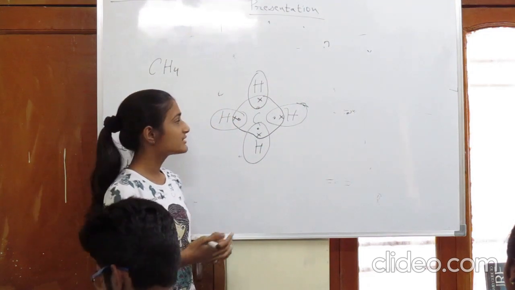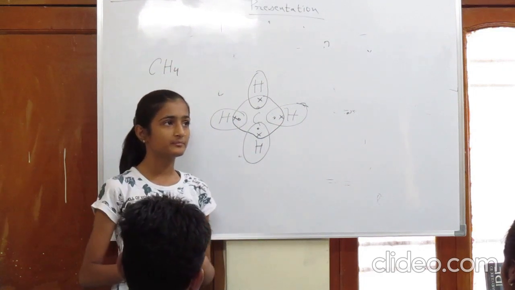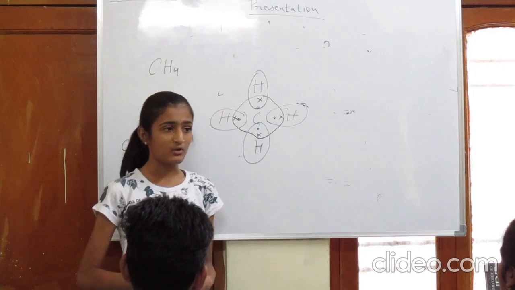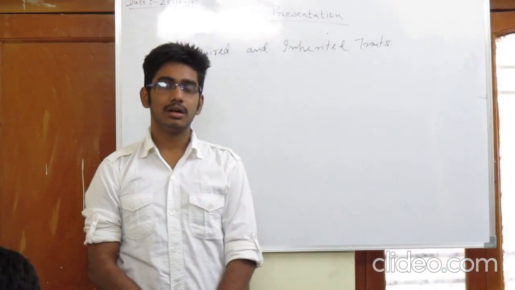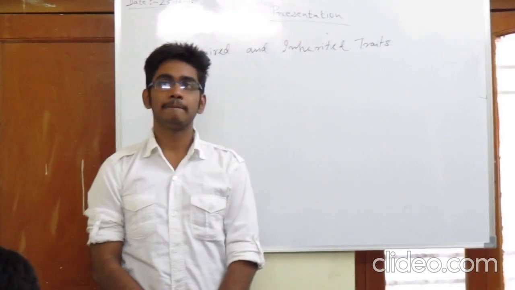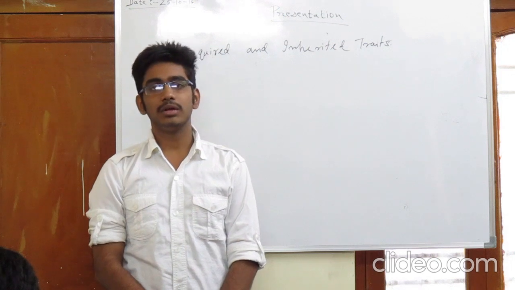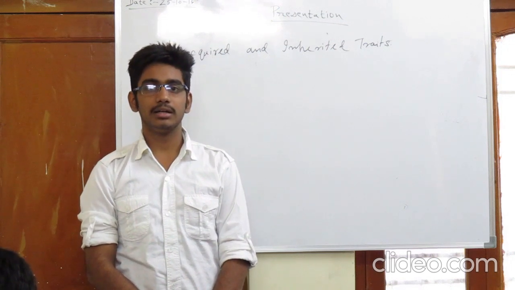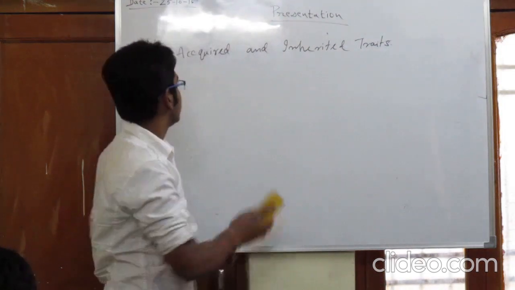Organic compounds are inorganic compounds. There is a rich variety of carbon compounds which are known as inherited traits. They can be transferred from one generation to another generation. For example, hair color, skin color, and eye color. My next topic is Charles Darwin theory.